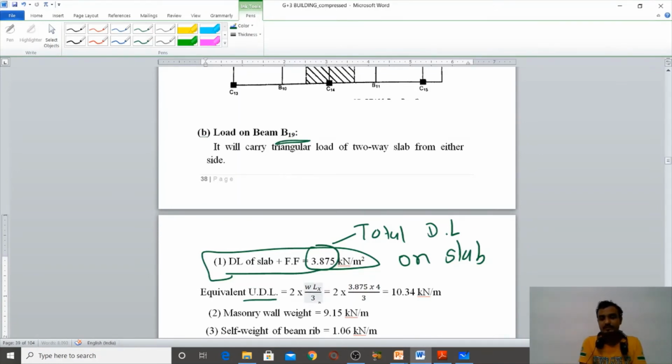number 19 by the equation WLX by 3. It's multiplied by twice because there are two slabs transferring load on beam number 90. So twice into WLX by 3. So equivalent is twice into 3.875 into 4 divided by 3. So the total dead load is 10.34 kilonewton per meter.